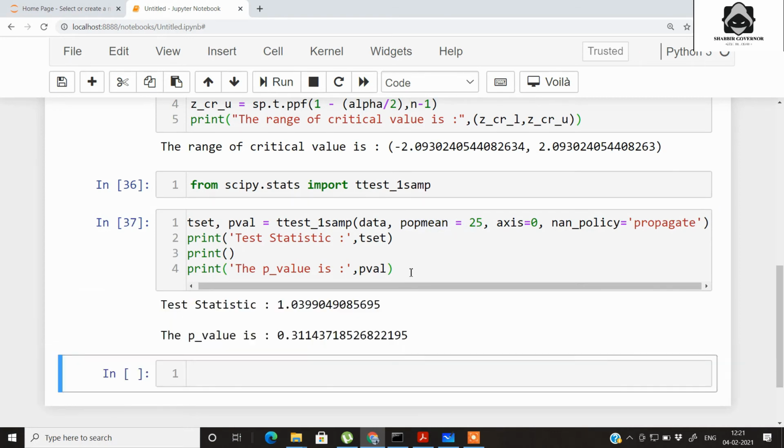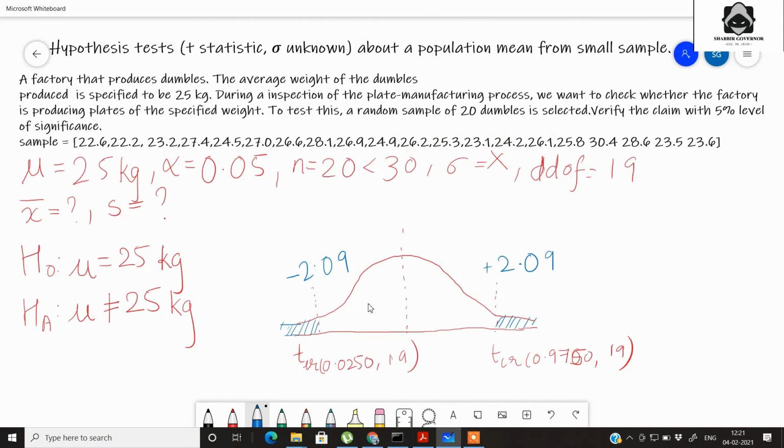Let's print it. Here we get that the test statistic is equal to 1.039. If we plot this 1.039, it will be somewhere around here. This is the value that we got, and it falls in the non-critical region. So we cannot reject the null hypothesis. We can say that the null hypothesis here is true and the alternate hypothesis here is false.